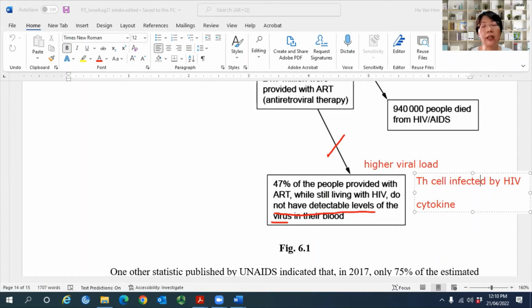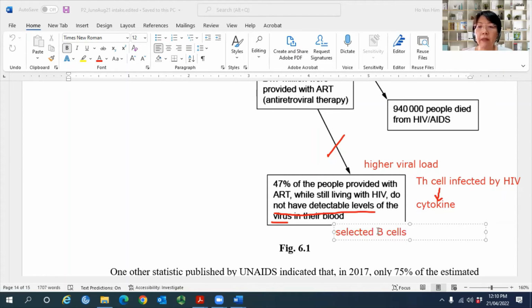They no longer function as T helper cells. They function as HIV production factory. So they will not secrete cytokine. What is the function of cytokine? Next student is Chloe. So what is the function of cytokine in the immune system? Stimulate clonal expansion of B cells. All B cells? B lymphocyte cells. All B lymphocytes? Selected B cells. Yes. Selected B cells.